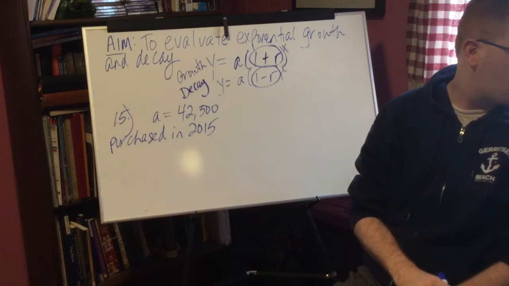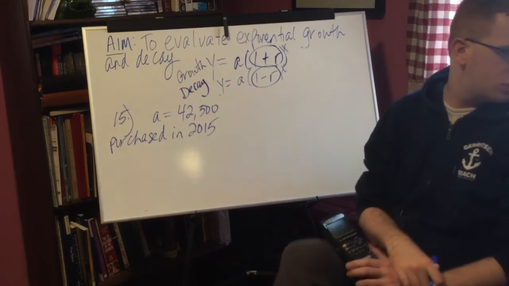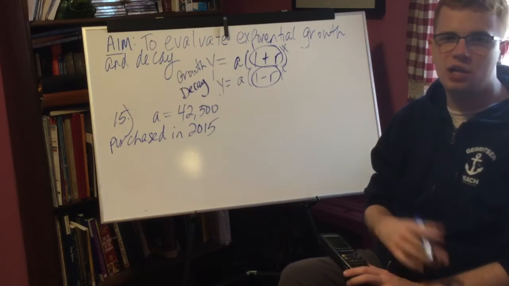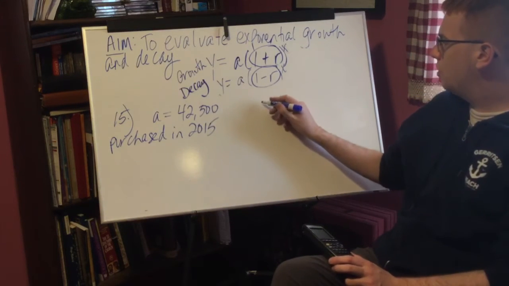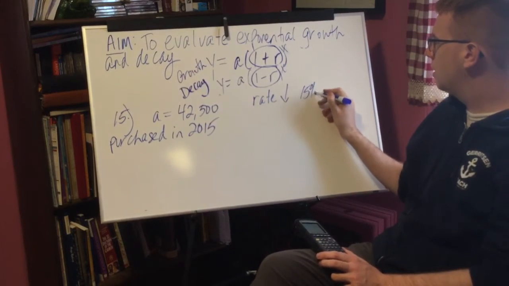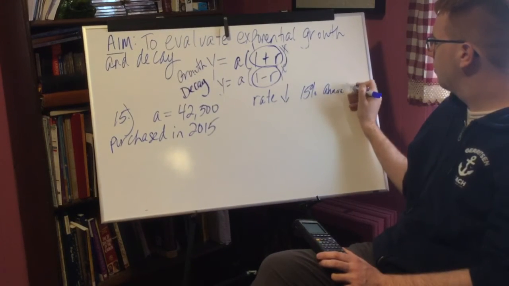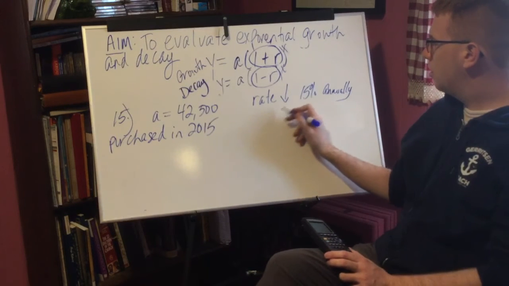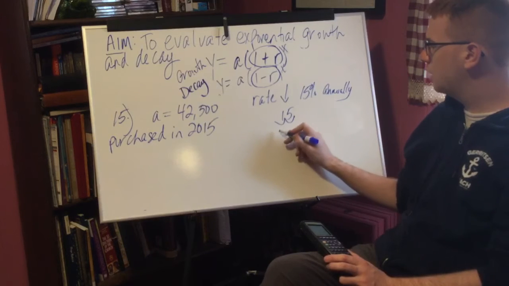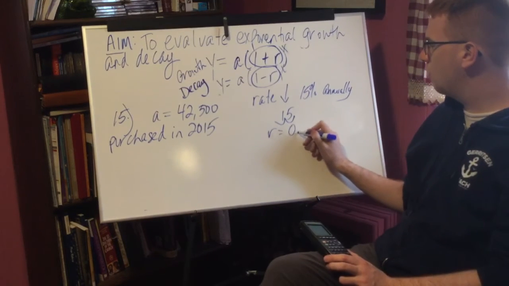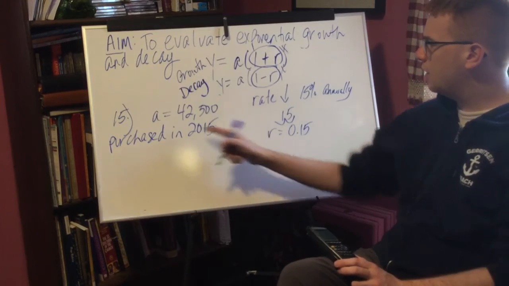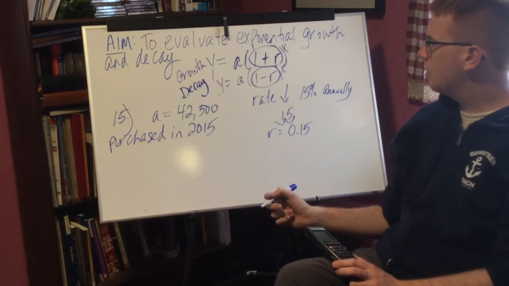The value of the car depreciates or decreases by 15% annually, which means yearly. So the rate is decreasing now by 15% annually. We're going to take 15%, move the decimal twice to the left to make it a decimal. So the rate is going to be 0.15. That's your rate. This is your initial value A.